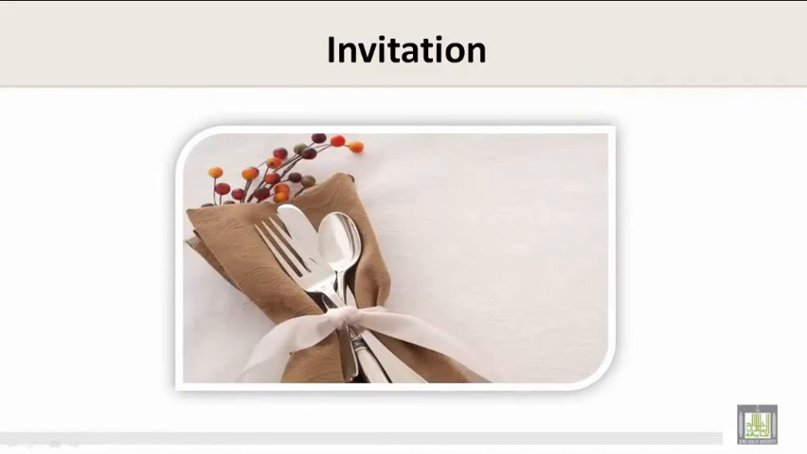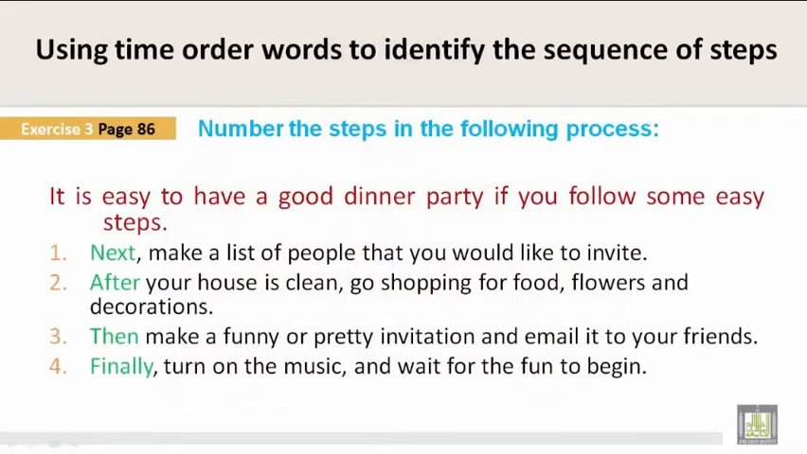Invitation. Using time order words to identify the sequence of steps. Exercise 3, page 86. Number the steps in the following process. It is easy to have a good dinner party if you follow some easy steps. Number 1. Next, make a list of people that you would like to invite. After your house is clean, go shopping for food, flowers, and decorations. Then make a funny or pretty invitation and email it to your friends. Finally, turn on the music and wait for the fun to begin.